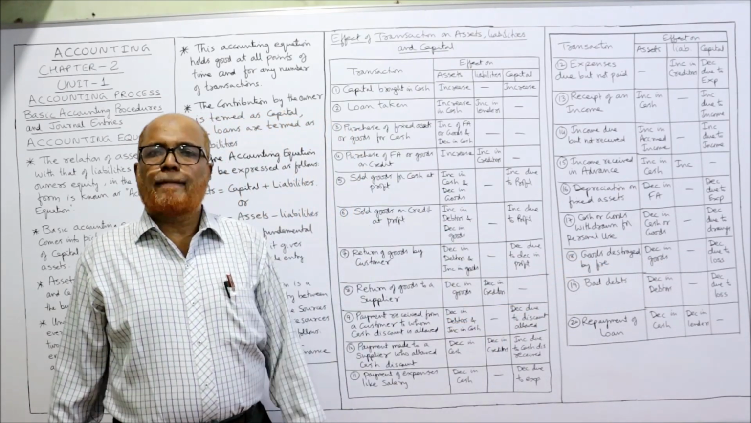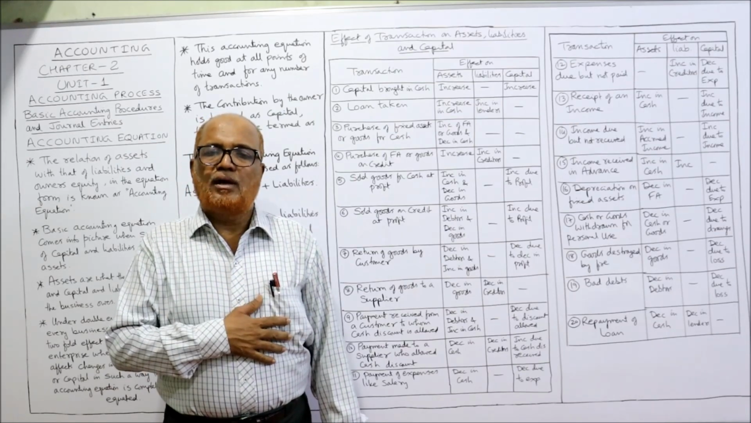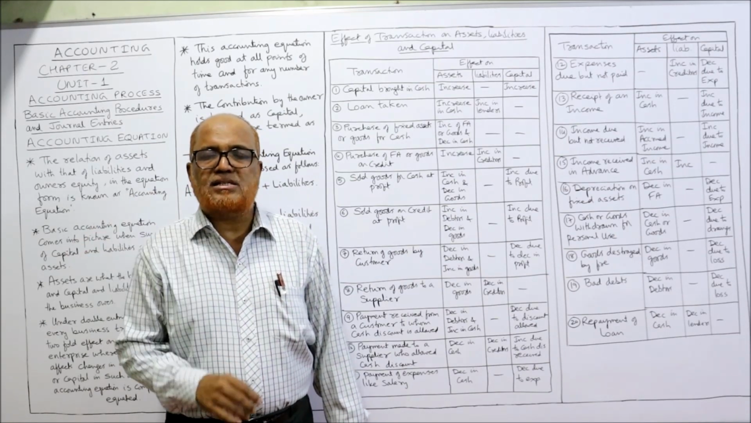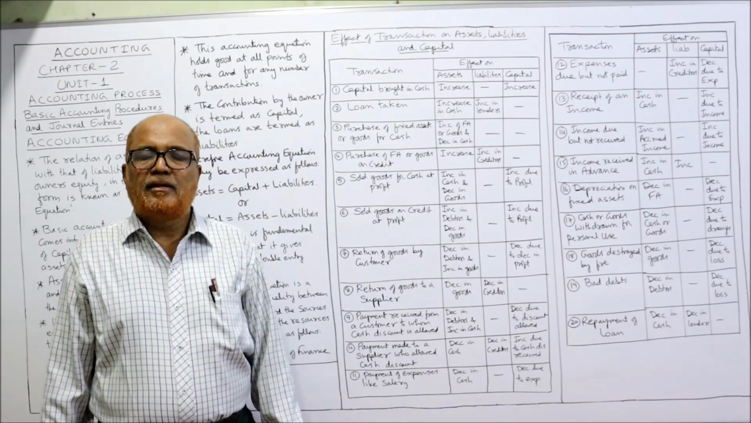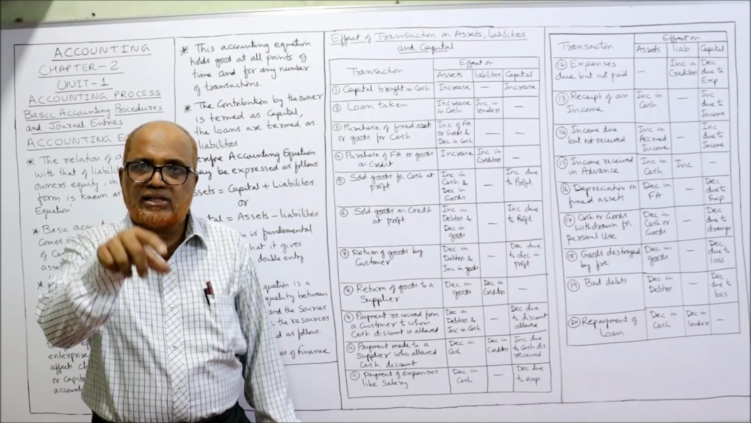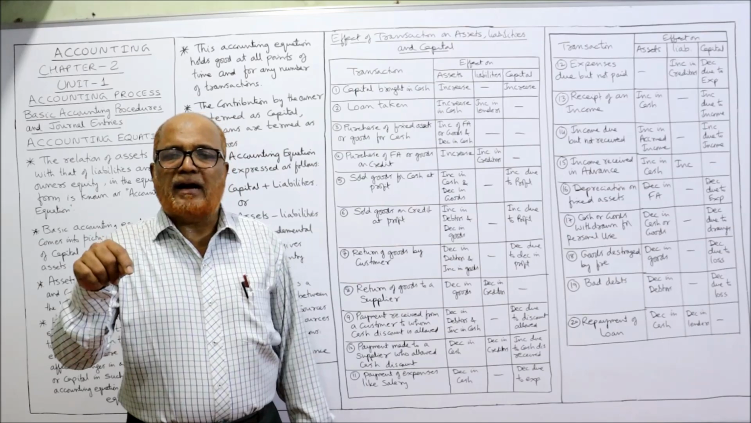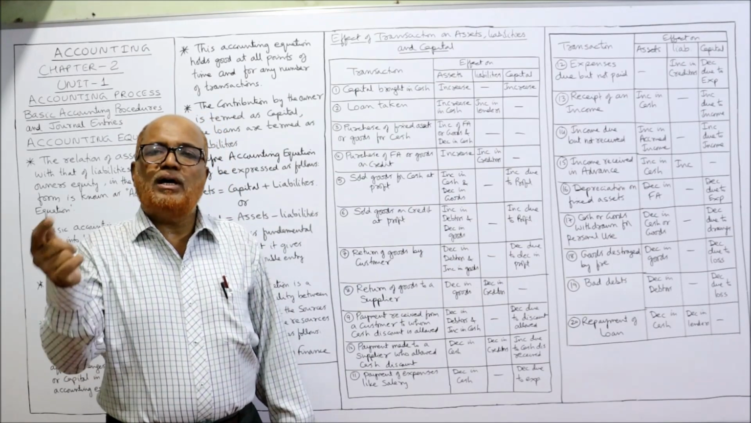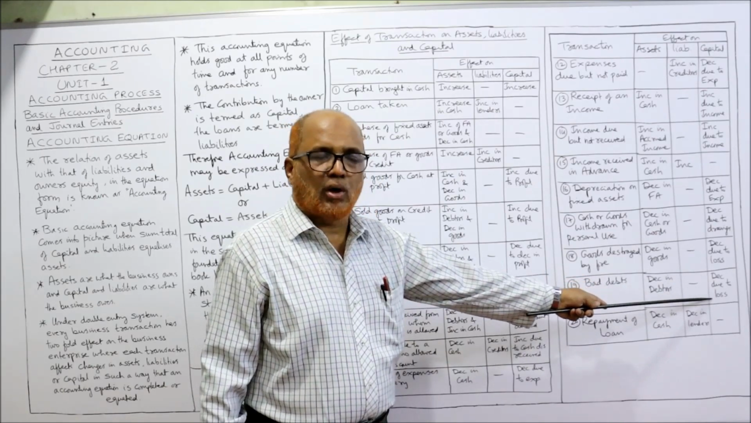Then bad debts. Bad debts are the irrecoverable debt. It's a loss. Amount due from a customer not receivable. That is bad debt. So due to bad debts, what will happen? Debtors will decrease, assets will decrease. Decrease in debtors. And this bad debt is a loss. So it will decrease the capital. So decrease due to loss.